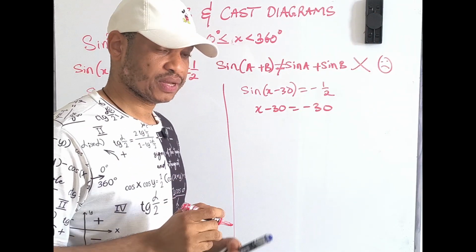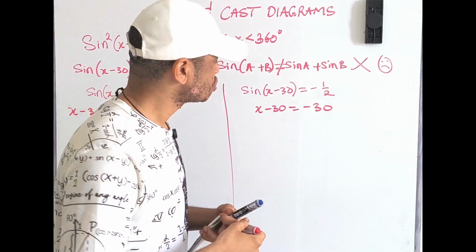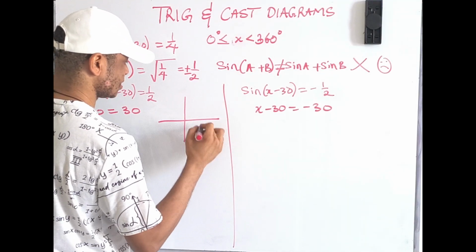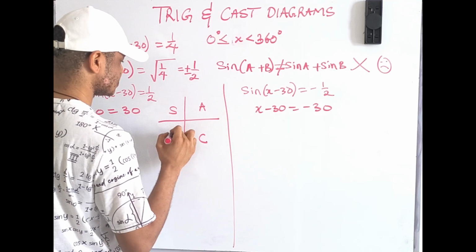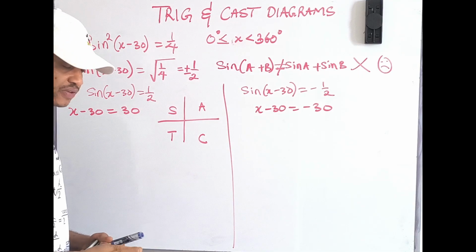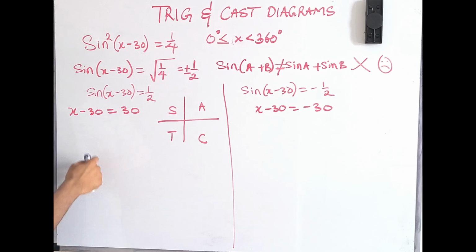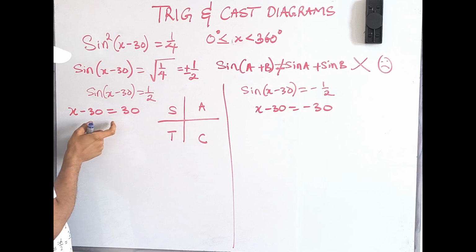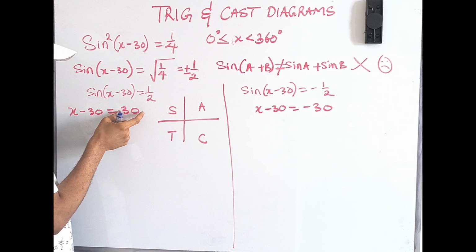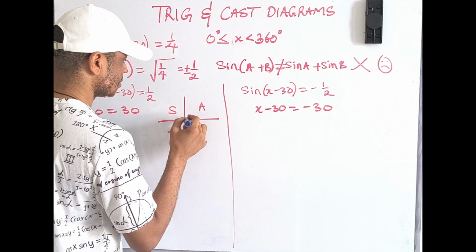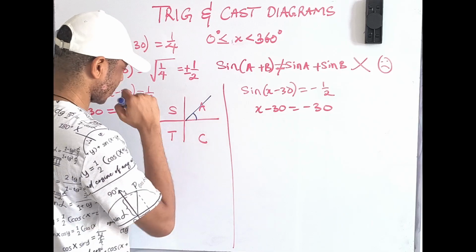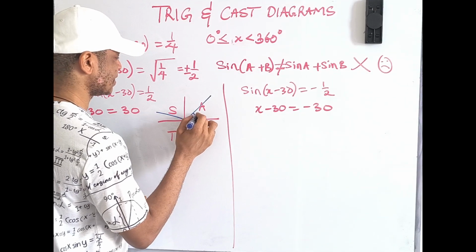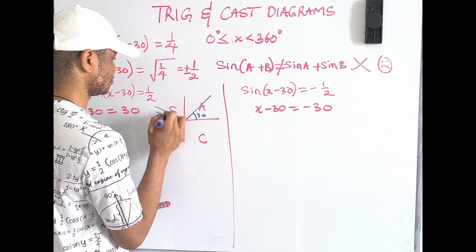Now what do we do from here? This is the tricky part. So for each, I'm going to draw a CAST diagram. So this is C, A, S, T. For each of them, which quadrant am I in? The value of sine is positive, or you can see the answer I got is positive. So I am in this quadrant and this quadrant, by 30 degrees. So 30 degrees.